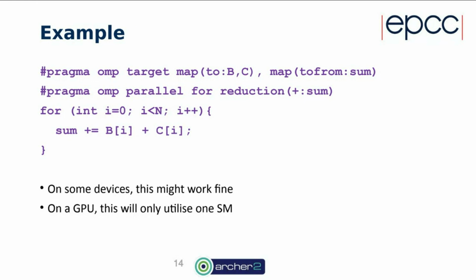So we can extend the example with some parallelism by just doing the conventional thing with this loop, which would be a parallel for with a reduction for sum. On other devices, if they existed, that might work fine. But on a GPU, that's only going to utilize one of the SMs, so it's still not much help.